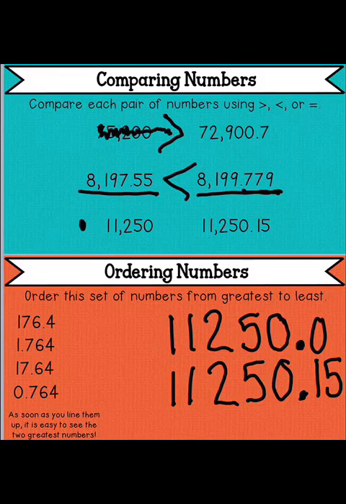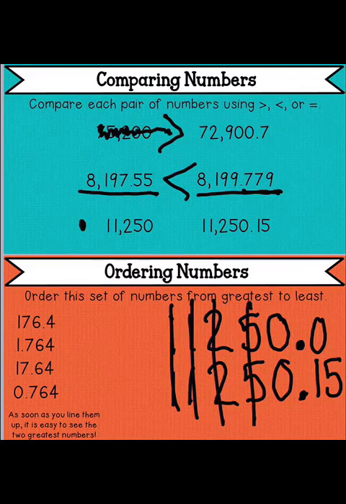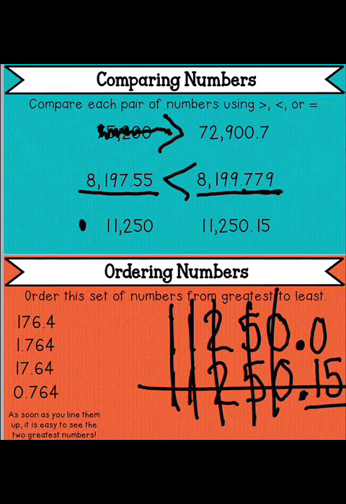So let's take a look. 1 and 1 are the same, 1 and 1 are the same, 2 and 2, 5 and 5, 0 and 0. Now this number doesn't have anything past the ones place. There's no decimal, there's no part, which is 0. The second number has 15 hundredths. So this number has a whole and a part, which means it's bigger or greater than 11,250. 11,250 is less than 11,250 and 15 hundredths.